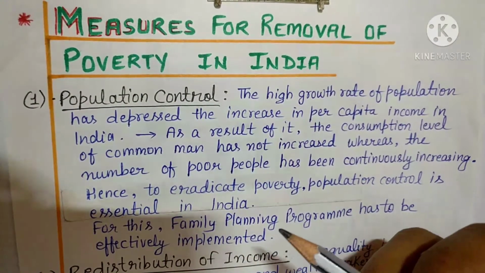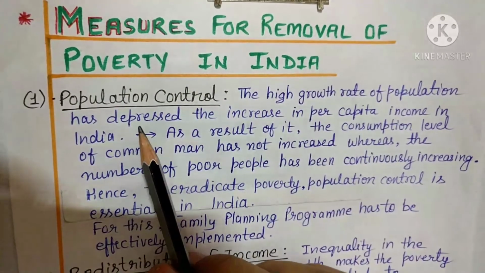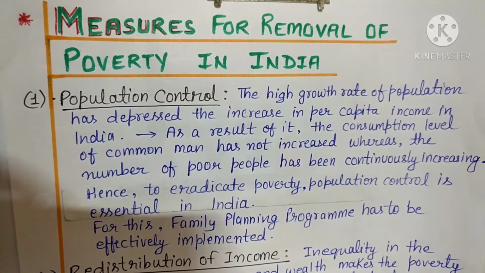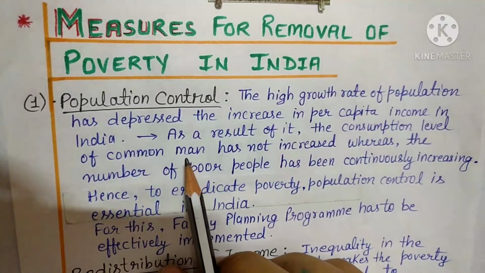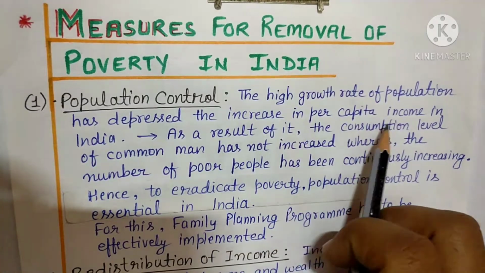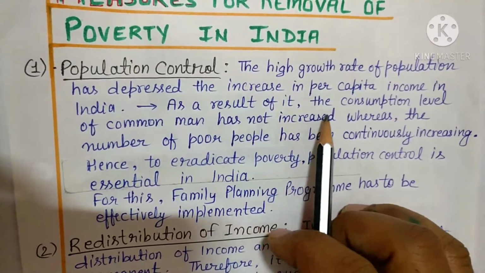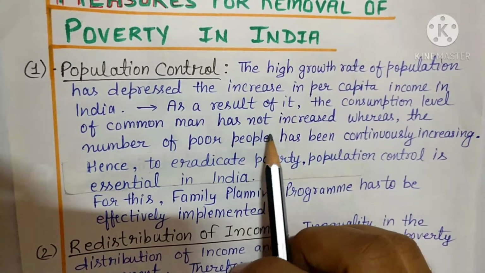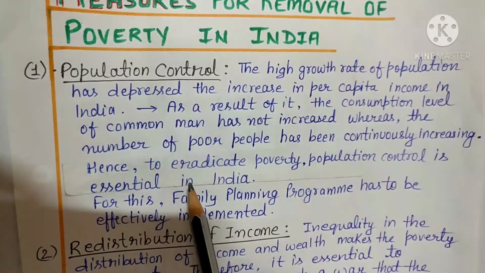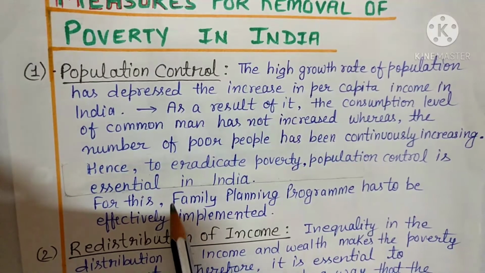After studying the causes of poverty in India, now we will discuss the measures by which we can remove poverty from India. The first one is population control. As we have heard, increasing population was the main reason of poverty. So by controlling the population we can decrease poverty. The high growth rate of population has depressed the increase in per capita income. As a result, the consumption level of the common man has not increased, whereas the number of poor people has been continuously increasing.